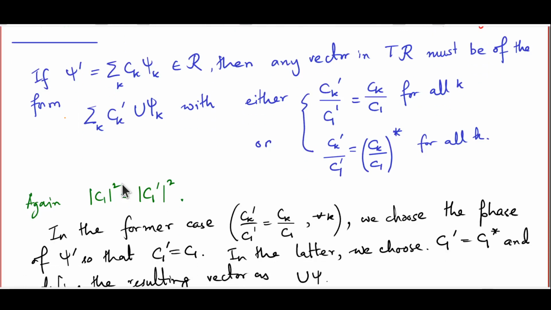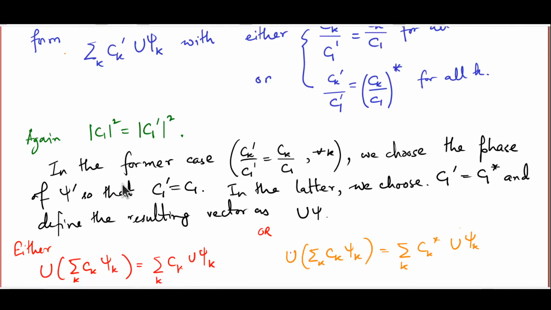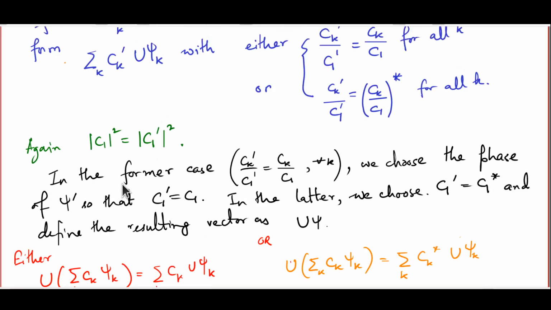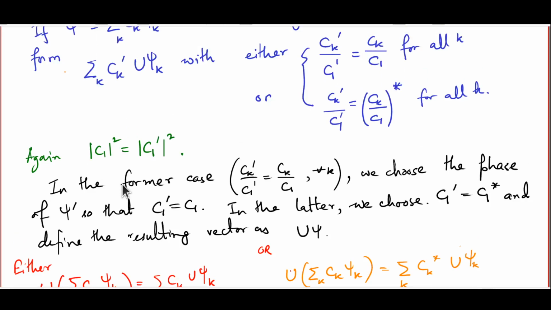Now, in the former case, that is, when Ck prime by C1 prime equals Ck by C1 for all k, what we can do is choose the phase of psi prime, the overall phase, so that C1 prime equals C1. In the latter case, what we will do is choose C1 prime equals C1 star, and we will end up with one resulting vector in the transformed ray TR and call that resulting vector u psi. Notice that if you couple the relationship Ck prime by C1 prime equals Ck by C1 with the demand that we have just made, C1 prime equals C1, we get Ck prime equals Ck for all k. On the other hand, if you couple Ck prime by C1 prime equals Ck by C1's conjugate with the corresponding demand that C1 prime is the conjugate of C1, we get Ck prime equals Ck star for all k.